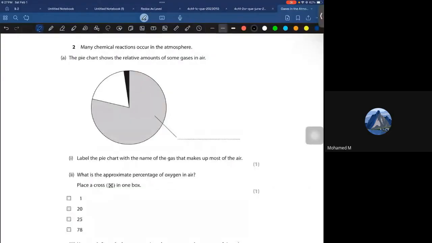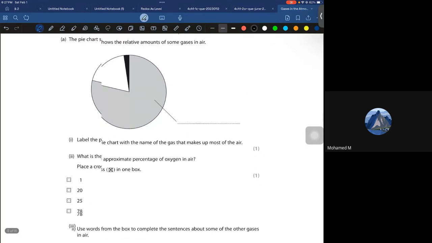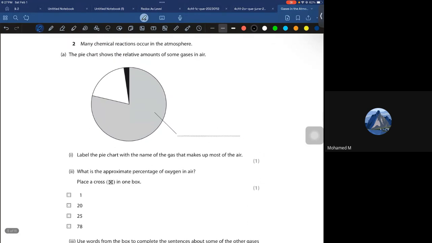Now you have question number two. Many chemical reactions occur in the atmosphere. The pie chart shows the relative amounts of some gases in air. Label the pie chart with the name of the gas that makes up most of the air. Most of the air, so obviously it would be nitrogen. Am I right? Yes or no? Yeah. Good.